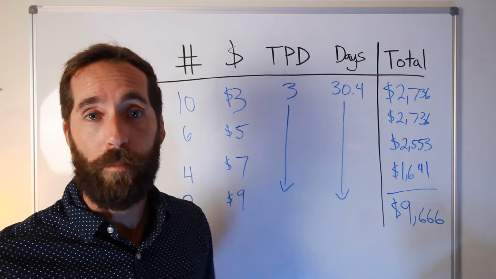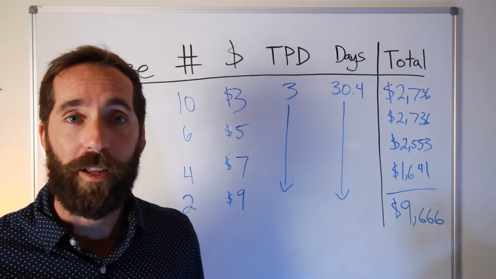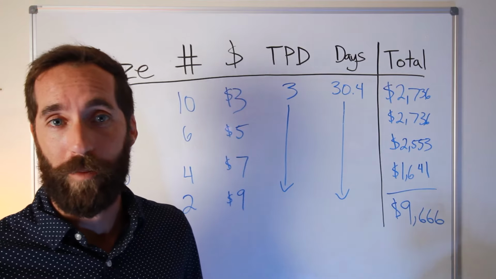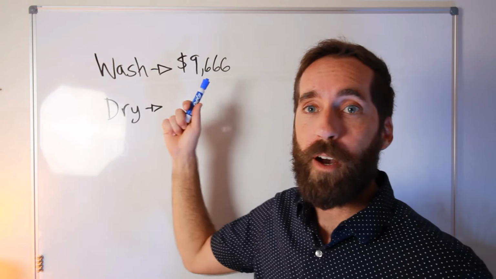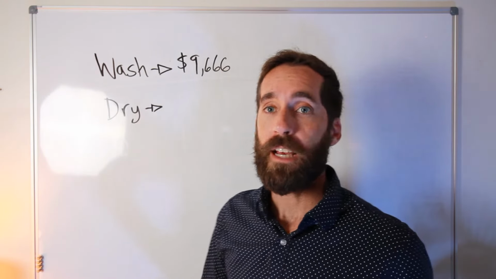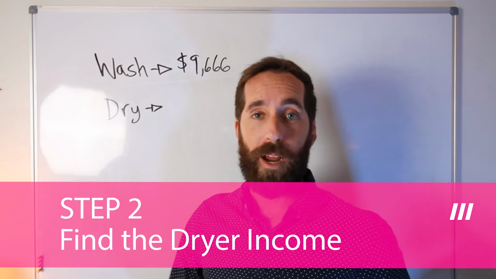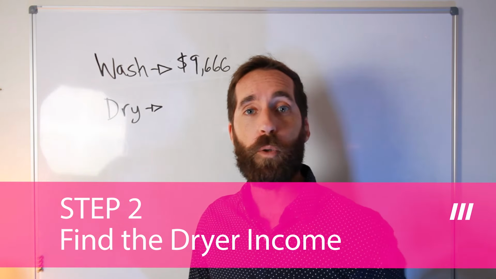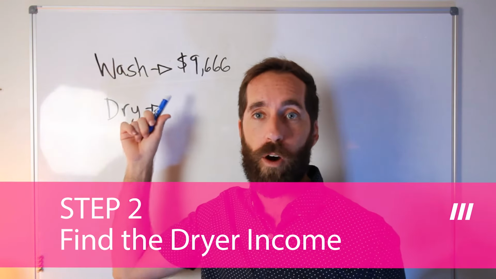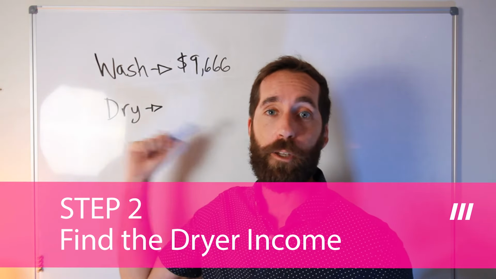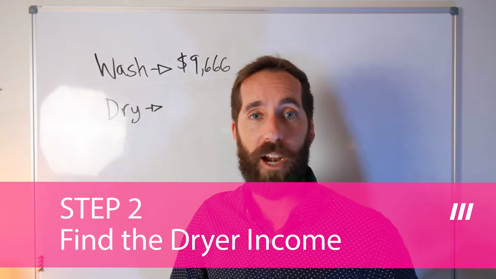Now we need to go to step 2 and determine how much money is coming in for the dryers every single month. So we have our wash income of $9,666. So how do we find the dryer income? Well, the dryer income tends to be somewhere between a third and a half of the washer income, right? Some people like to use a half to estimate the dryer income.